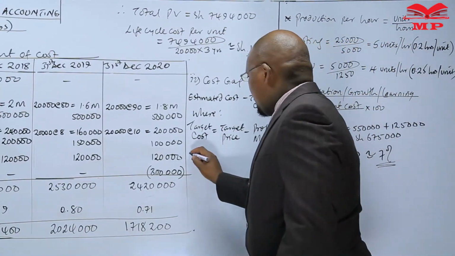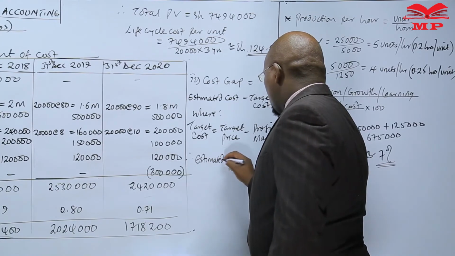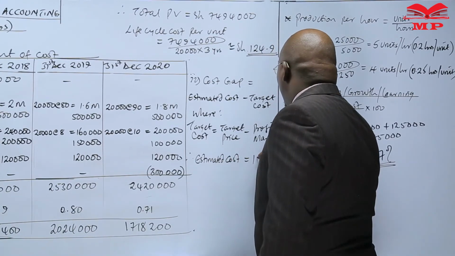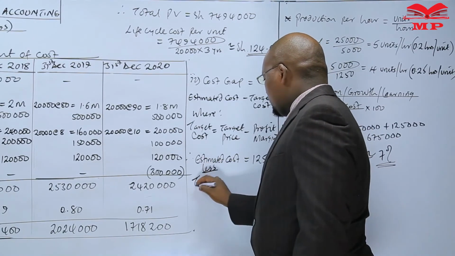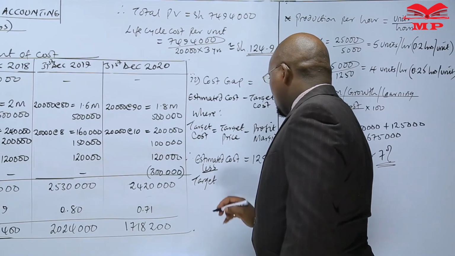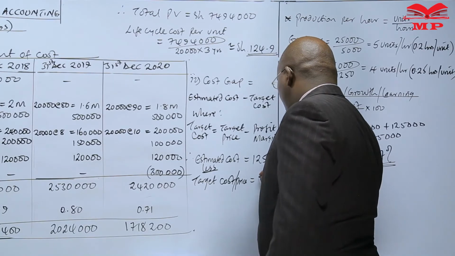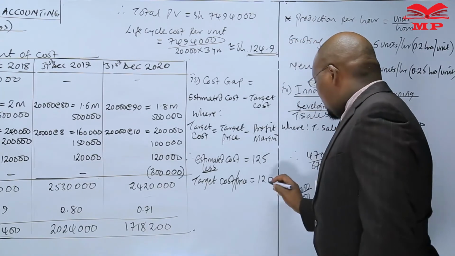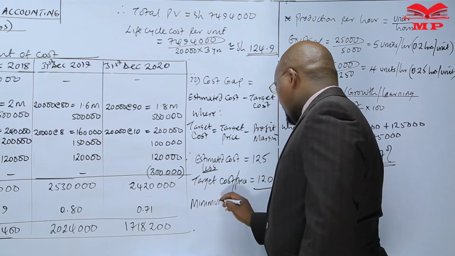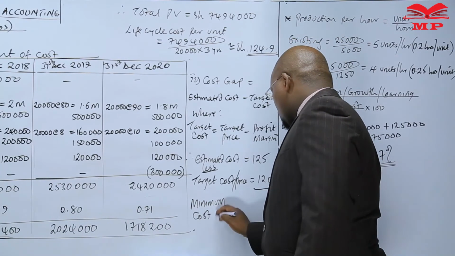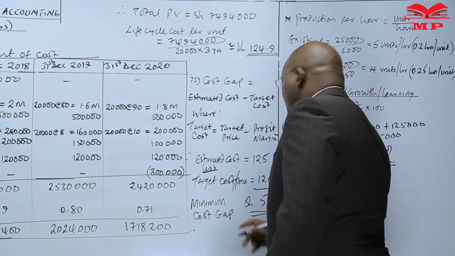All in all, therefore, the estimated cost is roughly 125, less the target cost. So we can say our price here is 120. So we can say this is a minimum cost gap of 5. Why did I say minimum?